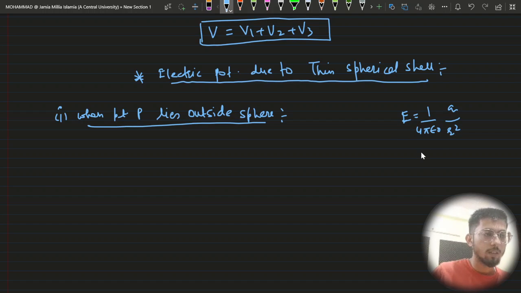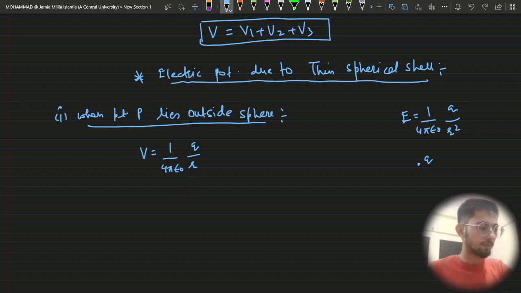As if all of the charge is concentrated at the center. The same thing goes here, because since it is appearing as a point charge for a point outside the sphere, the potential will also be as that of a point charge, 1 by 4 pi epsilon naught q by r, if a point lies outside, right?